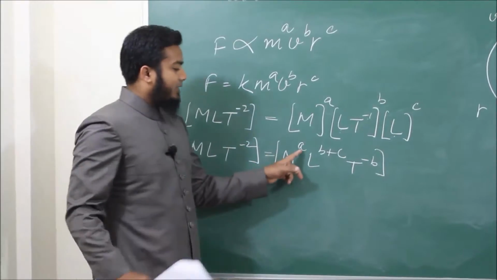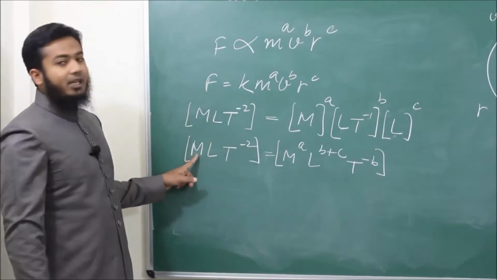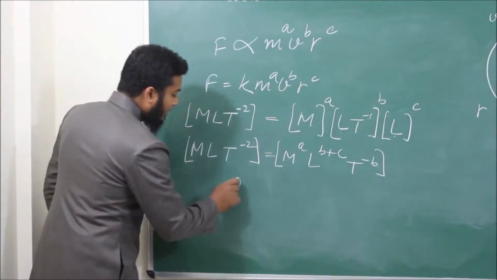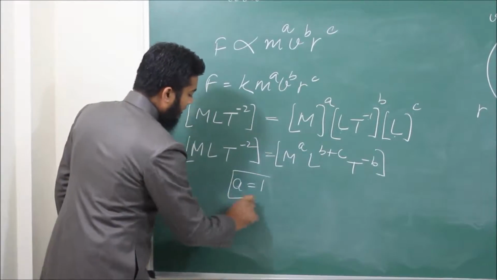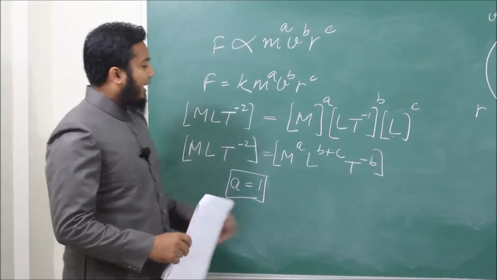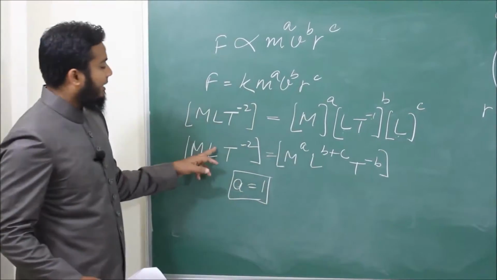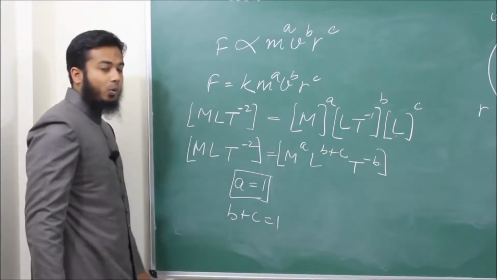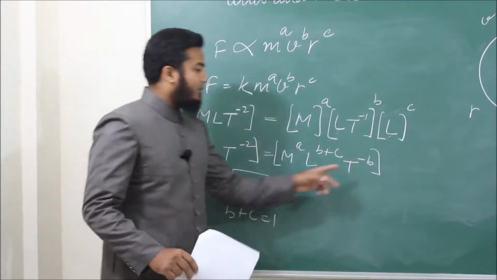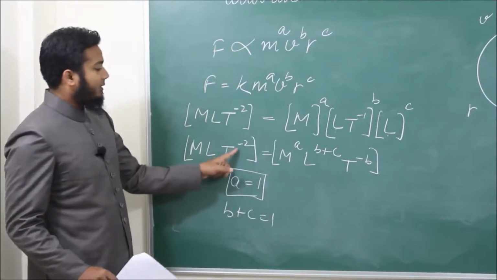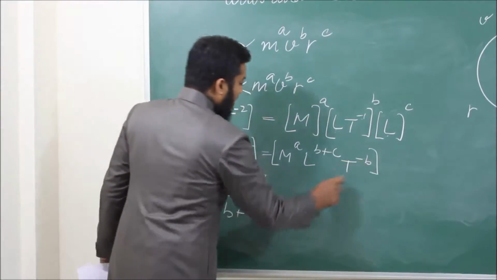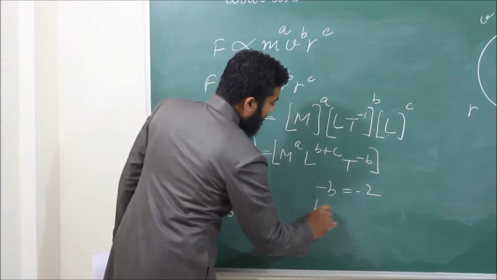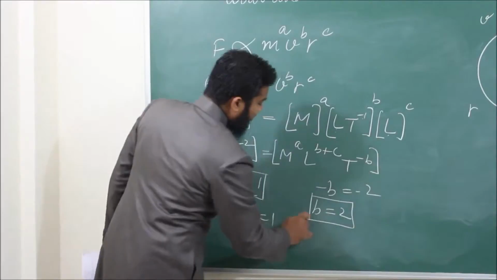Okay, so here M has a power A or dimension A, and here the dimension is 1. So A must be equal to 1. A is 1. And L has a power B plus C, and here it has a power 1. So B plus C must be equal to 1. And T has a power minus B here, and here it is minus 2. So minus B must be equal to minus 2, or simply B is equal to 2. Minus will cancel out from both sides.